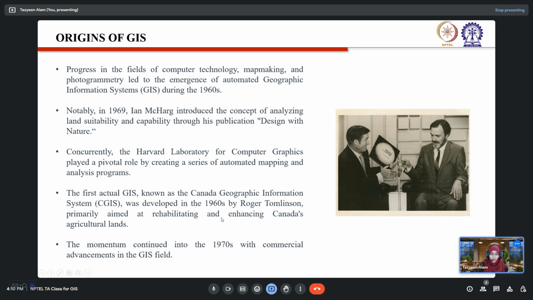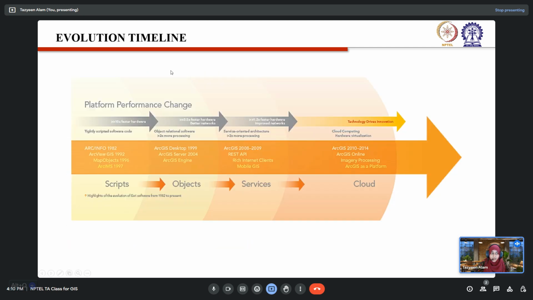The momentum continued into the 1970s with commercial advancements in the field of GIS. So this is a rough evolution timeline of GIS. Here what we are actually trying to show in the evolution is the platform performance change, how various platforms and performance changed due to the change in the platform of GIS.